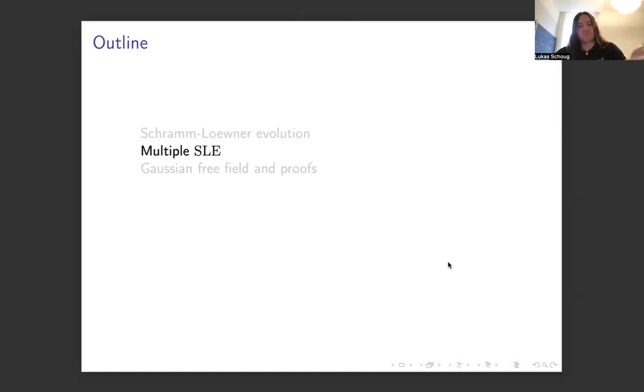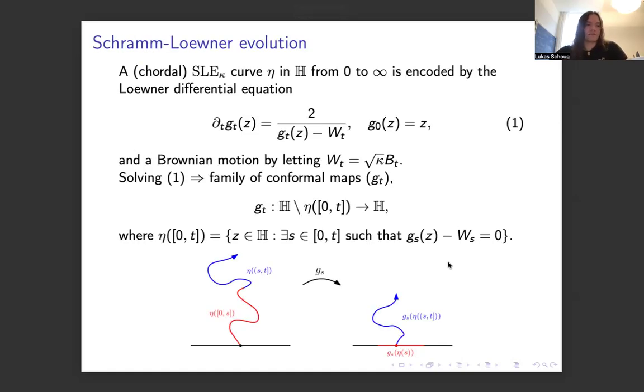And they arise as the scaling limits of models from statistical mechanics. If you look at, for example, interfaces in percolation or in the Ising model, then they will converge, as you shrink the grid size, to SLE type curves.